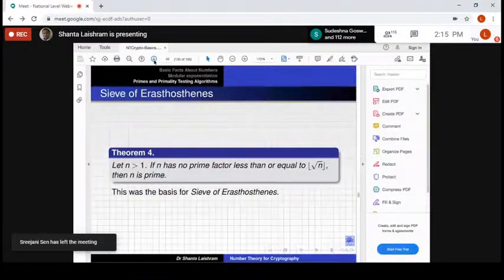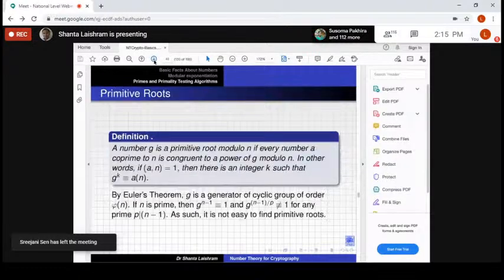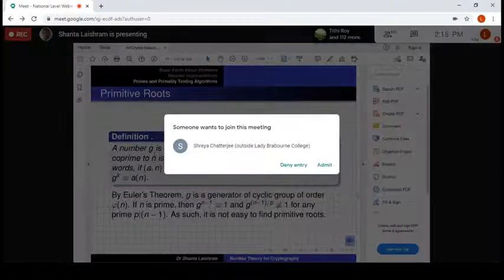So now, of course, all of you know the Sieve of Eratosthenes, so I'll go with that first. Now I want to talk about some other algorithms. Now let's come to primitive roots. So let me define for you what a primitive root is. A number G is a primitive root modulo n if every number which is co-prime to n can be written as some power of G modulo n.